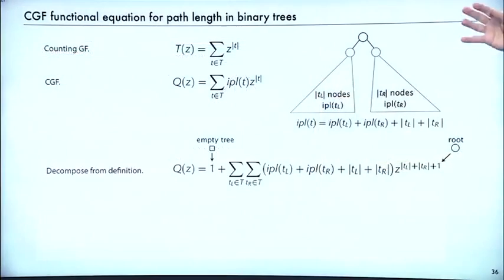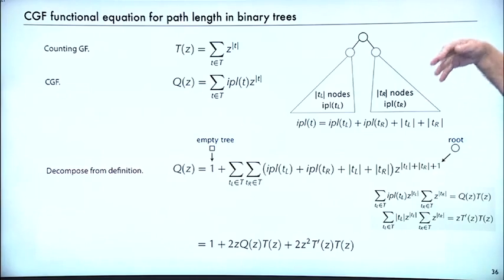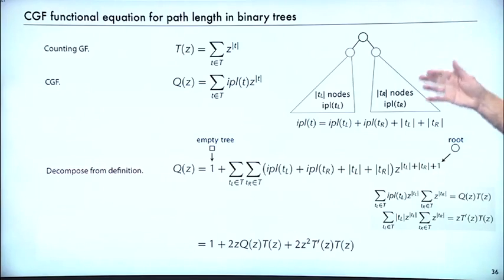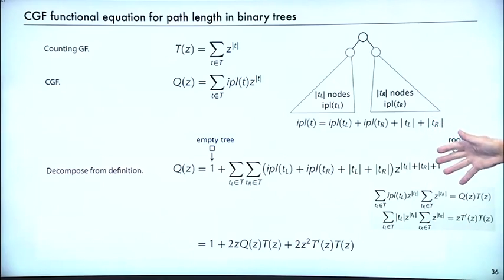In that decomposition, or looking the other way, that construction, now we can rearrange terms. And you can see, for example, that IPL TL Z to TL times Z to DR, that's Q of Z, T of Z. So that's one of the terms that we find in there. And the other ones where these TLs come into effect, we get T prime of Z, T of Z. This formula has those four terms, and using these two equations, it immediately reduces to that simple equation relating the counting generating function and the cumulative generating function.